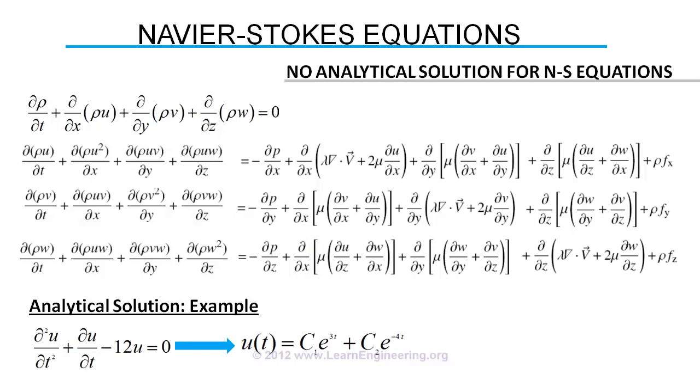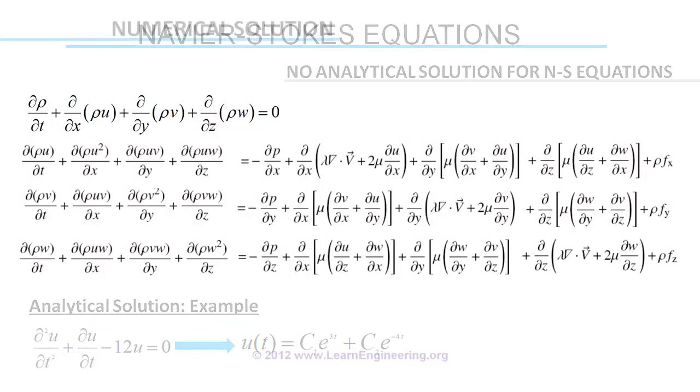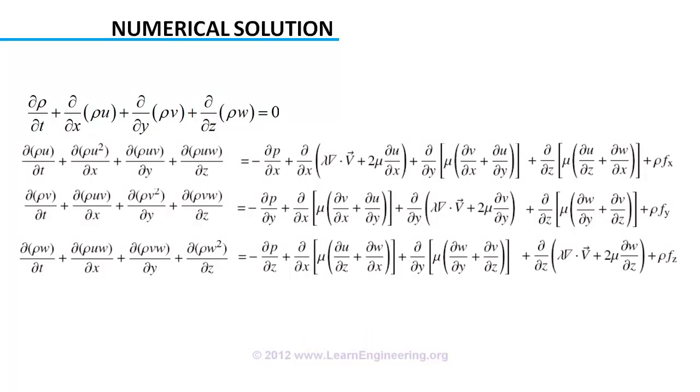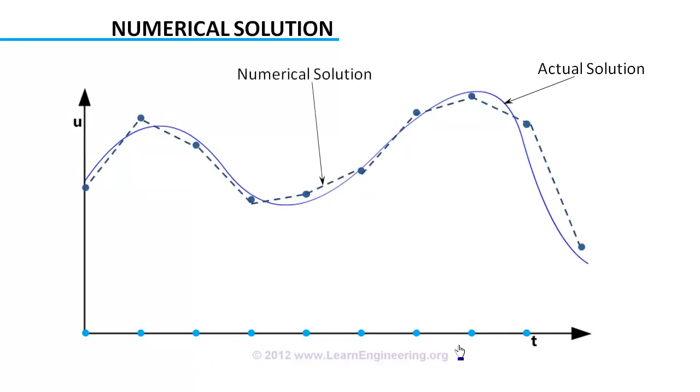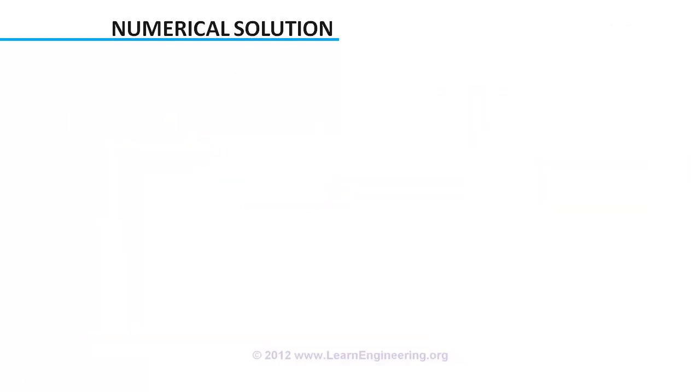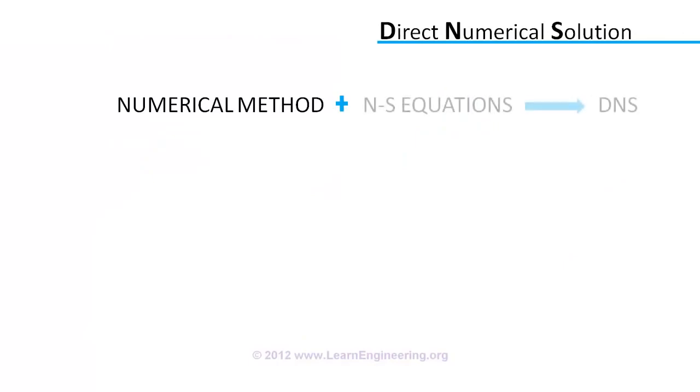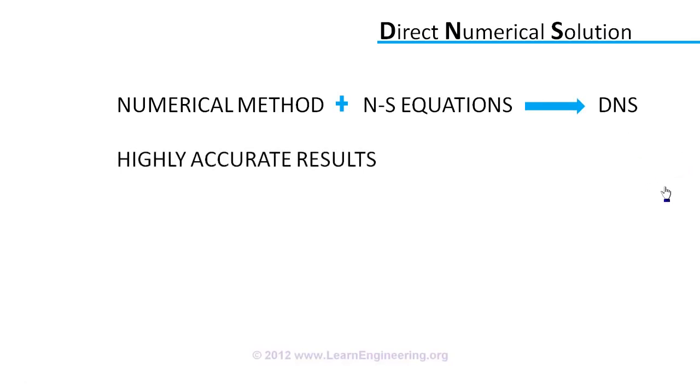The only way left is numerical methods, where instead of solving for the general case, we will solve the problem for a particular case, at discrete points. There are various mathematical techniques available for numerical solutions. If you solve NS equations numerically, that method is known as DNS. A highly accurate method. Results of DNS are even more accurate than experimental results.